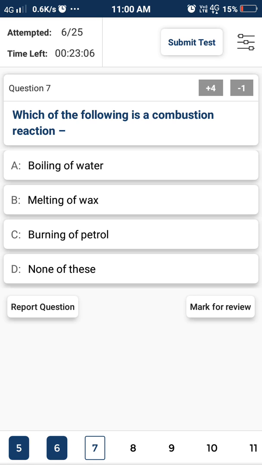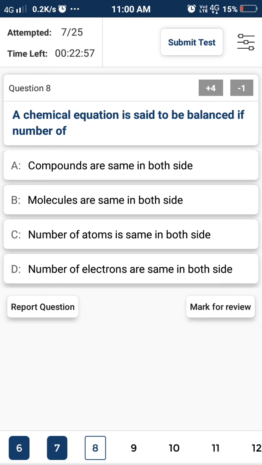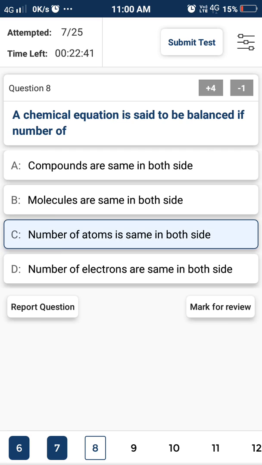Incorrect. Which of the following is a combustion reaction? Boiling of water, melting of wax, burning of petrol. So option C is right. A chemical equation is said to be balanced if the number of compounds is the same on both sides, molecules are the same on both sides, number of atoms is the same on both sides. So option C is right. We know that in a chemical reaction nothing gets exchanged.